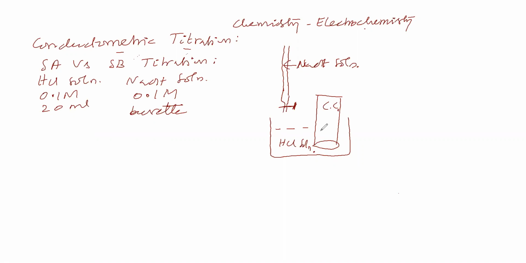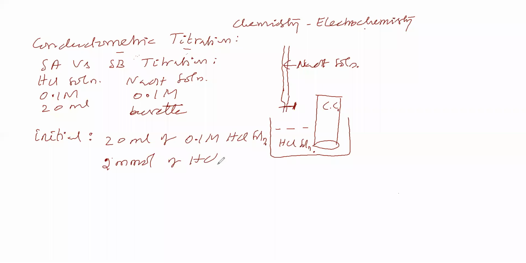Now we will see the initial state. Initially in the flask there is HCl solution, that is, 20 ml of 0.1 molar HCl solution. Now let us multiply 20 and 0.1. We will get 2 millimoles of HCl. This HCl is a strong acid.